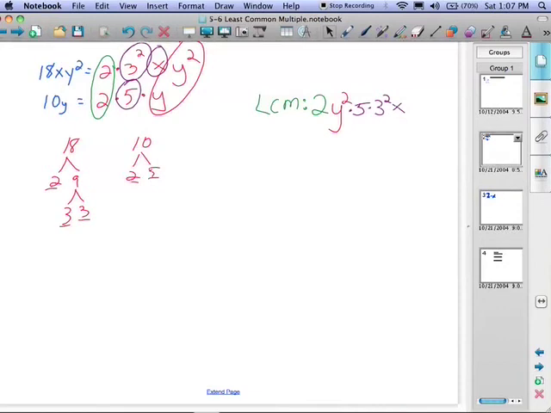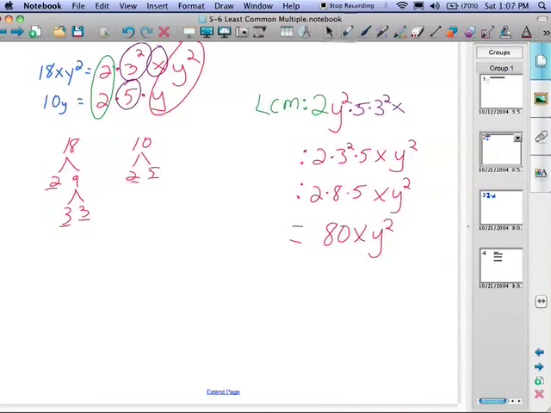I'm going to clean this up a little bit to make some sense out of it. We're going to rewrite that as 2 times 3 squared times 5 times x times y squared. Expanding that out, that's going to be 2 times 9 times 5 and xy squared. We're just going to leave the variable stuff alone because we don't need that. And 18 times 5 is 90 xy squared. So the least common multiple for 18xy squared and 10y is 90xy squared.